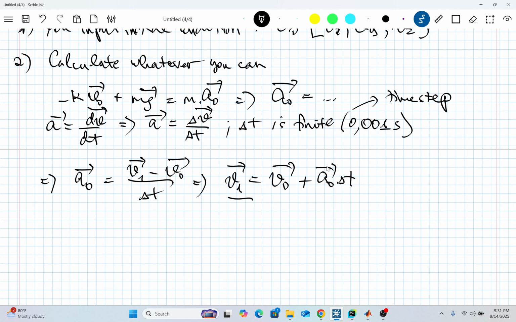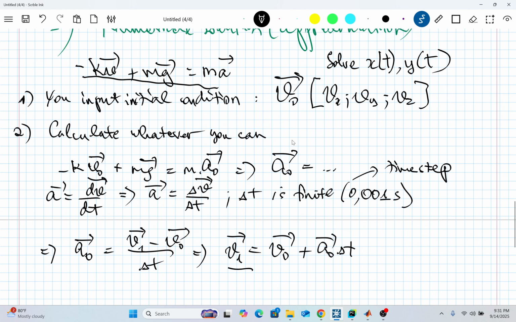What do you do with v1? Okay, for the initial condition, you have to have x0 too. It's going to be xyz. You solve for z too, assuming we are working in the third dimension. Then you will have v equals delta x over delta t. Actually, v0 equals x1 minus x0 over delta t, and you will have x1 equals x0 plus v0 delta t.